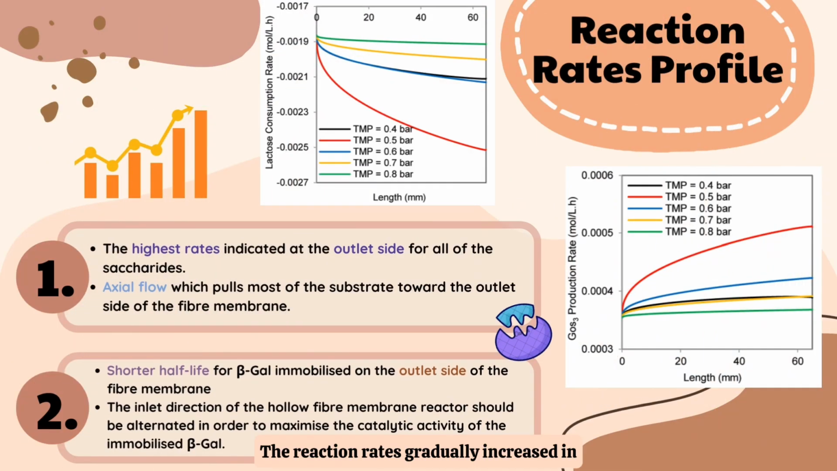The reaction rates gradually increased in the axial direction of the fiber membrane, with the highest rates indicated at the outlet side for all of the saccharides. The beta-gal immobilized on the outlet side of the fiber membrane has a shorter half-life compared to the beta-gal immobilized on the inlet side. Therefore, the inlet direction of the hollow fiber membrane reactor should be alternated in order to maximize the catalytic activity of the immobilized beta-gal.